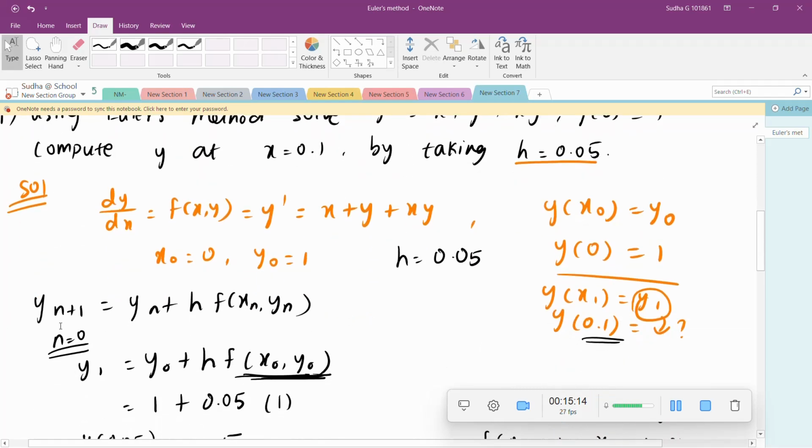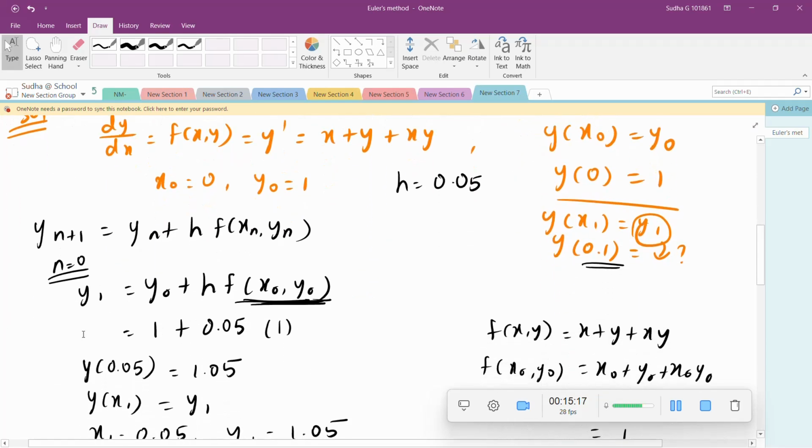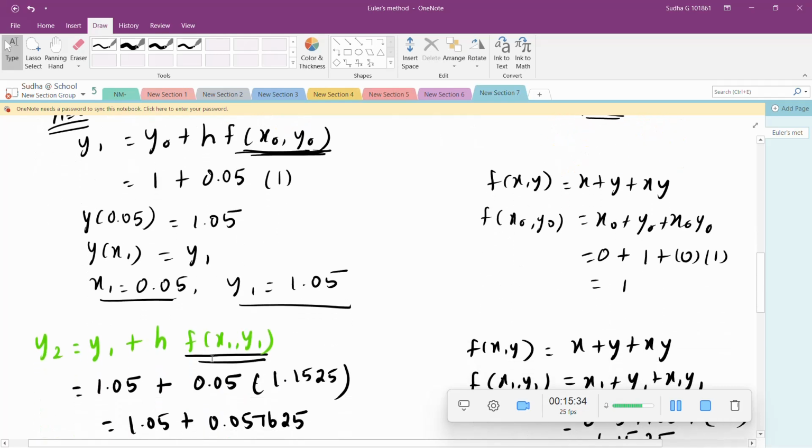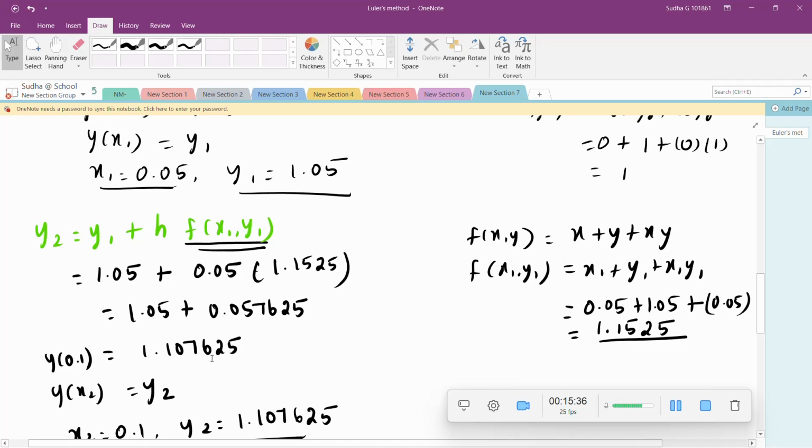So write first general formula. If we put n equal to 0, then we'll get y1. So just replace x naught y naught values and then find out f of x naught y naught values. Simplify. Then we will get y of x1 equal to y1 value. Using this x1 y1 values, need to find out next y2 value.